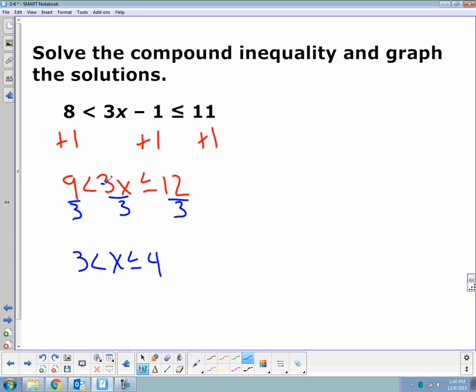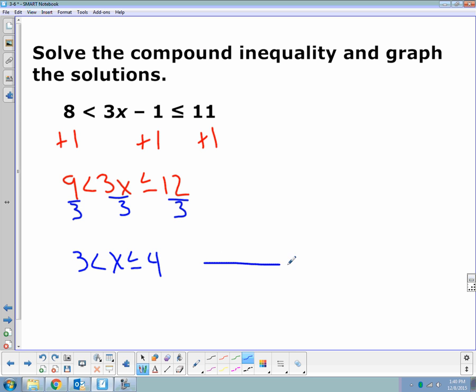Now, if this was a -3, you would still have to flip things around. So you would end up with, and it isn't, so you don't have to change anything. It'd be -3 is greater than x is greater than or equal to -4. You'd still have to flip everything around if it was a negative. But it's not, so we don't have to worry about that. There we go. And that would be our solution.